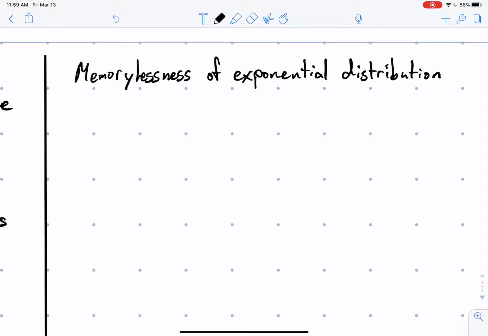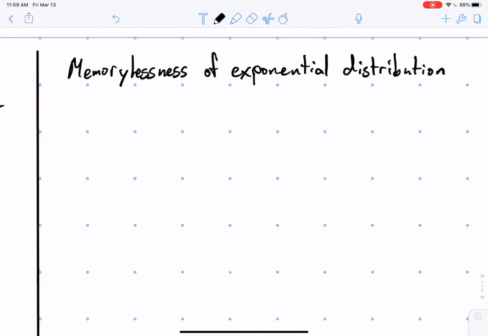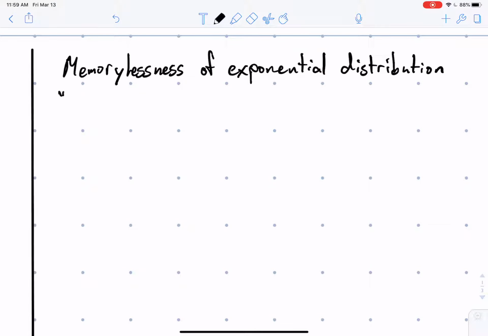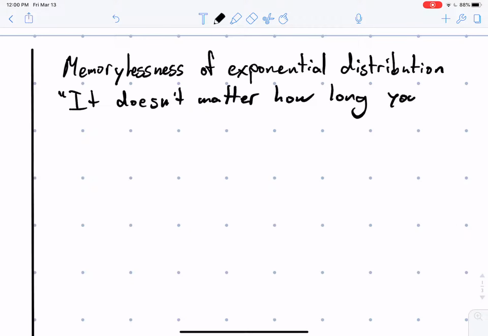So the exponential distribution has a property that's called memorylessness. What this means is essentially the following. It doesn't matter how long you waited already, in terms of when the next event happens. So let's make this precise using an example.